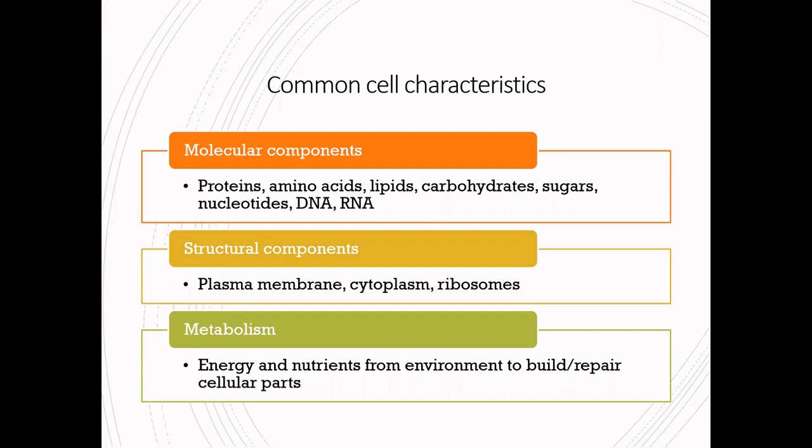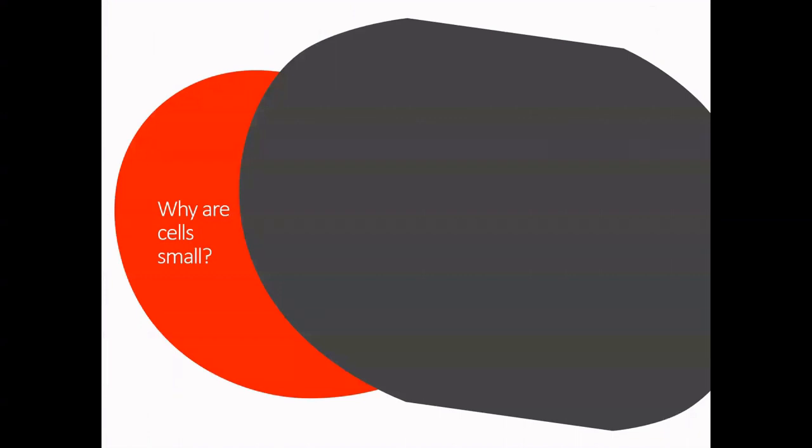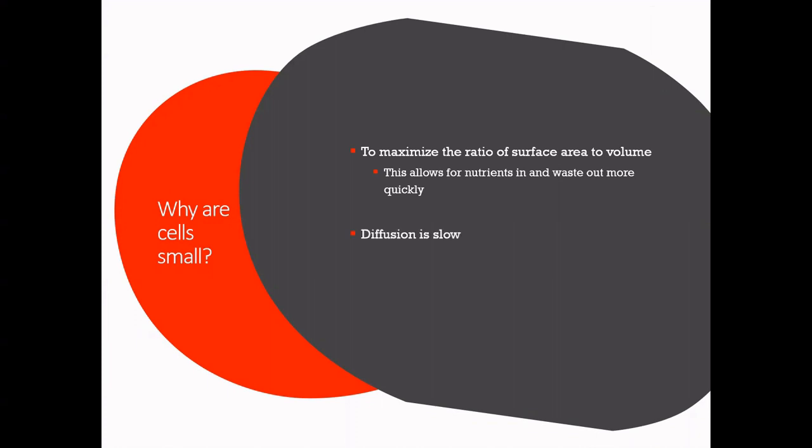So why are cells so small? They are small to minimize the ratio of surface area to volume. This allows for nutrients to come in and waste to move out of the cell more quickly. Diffusion is a slow process. If a cell had 4 inches of cytoplasm, it would take 200 hours for oxygen to diffuse across, which really wouldn't be good for us.